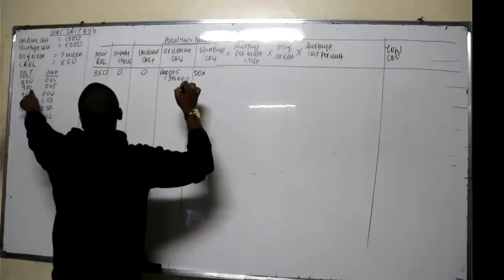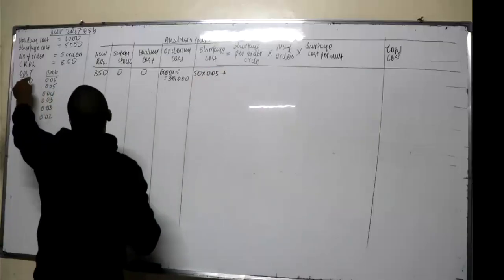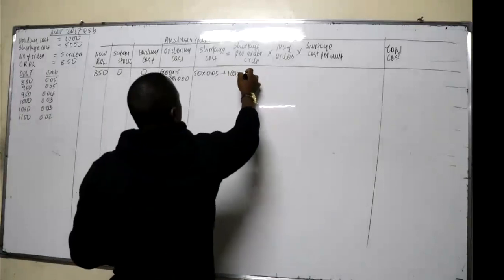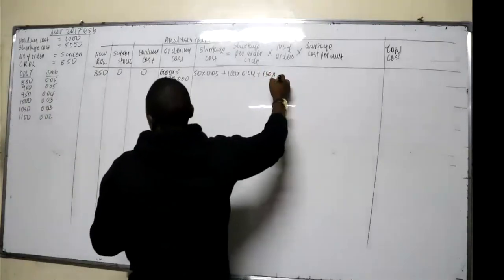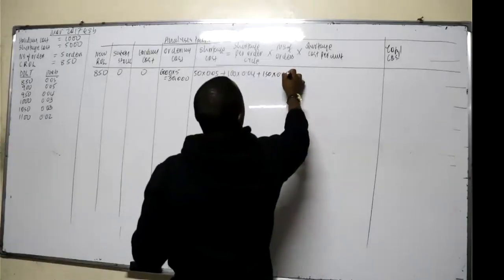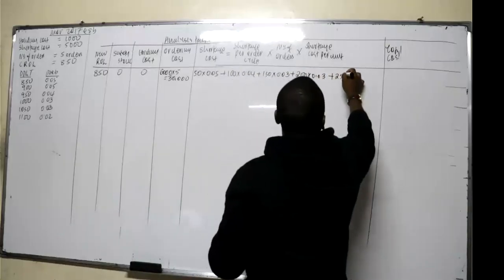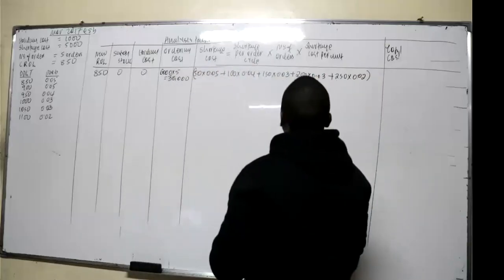The current unit is 850, but the demand can also increase to 900. You run short by how many units? 50. And the probability of that happening is 0.05. If you order 850, demand can also increase to 950. You run short by 100, and the probability is 0.04. If demand increases to 1,000, you run short by 150 with a probability of 0.03, then 200 with 0.03, then 250 with a probability of 0.02. So that's the shortage per order cycle.